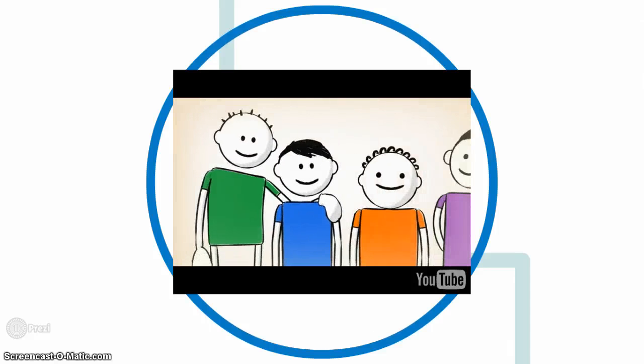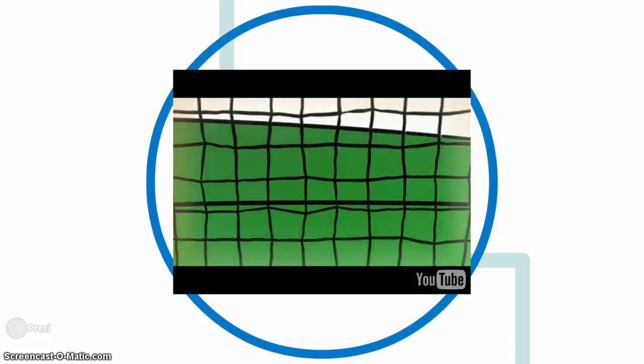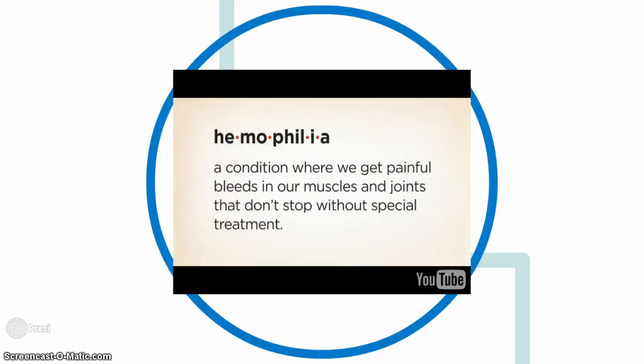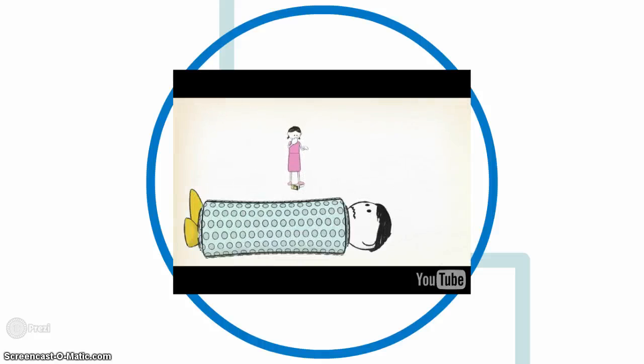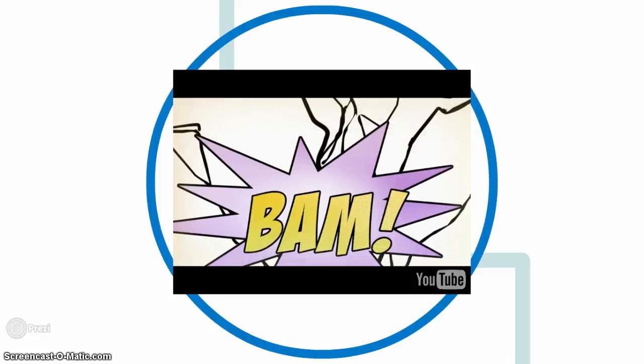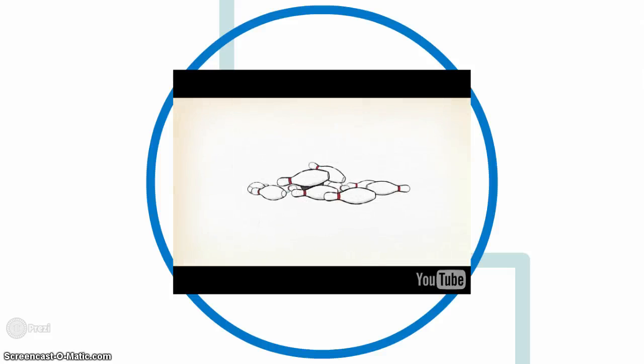Hi, I'm Jason, and that's my big brother, Andrew, with our friends from camp, Caleb and Enrique. The four of us love to play sports. We also have something else in common. We all have hemophilia, a condition where we get painful bleeds in our muscles and joints that don't stop without special treatment. That's why our doctors tell us not to play any contact sports, like football, wrestling, or hockey. Our moms would like to keep us covered in bubble wrap. But we're not made of glass. We're kids. We need to move and play like other kids. We just need to think carefully about what sports we can and can't play.